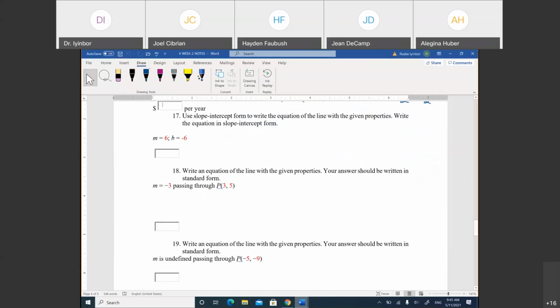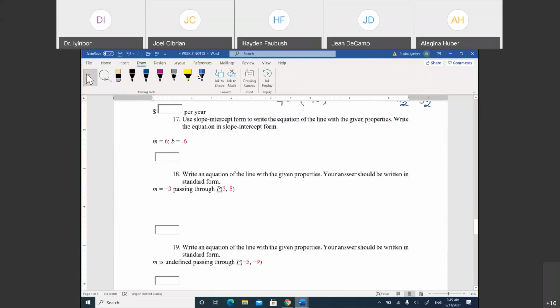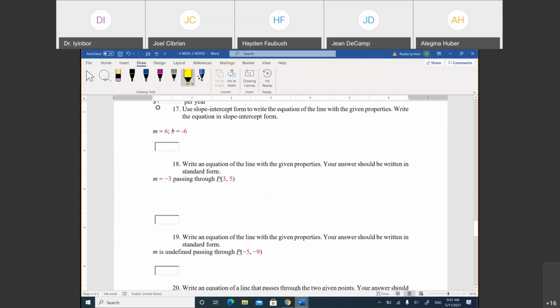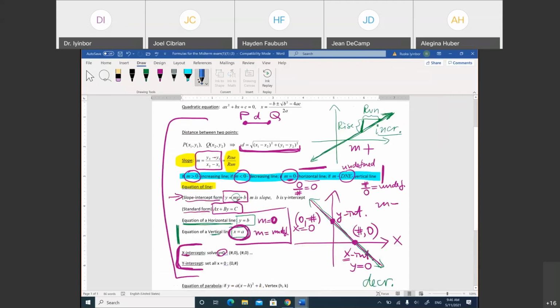Number 17, it says, use the slope-intercept form to write the equation. So here we're gonna find the equation, and what is important for all these following few questions is you need to read carefully how they want the answer. See here, write the equation in slope-intercept form. The next one says write the answer in standard form. The next one is also in standard form. So you need to see how they want the answer, because in the formula sheet, you see there is a slope-intercept form and standard form. So there are different equations. Okay?